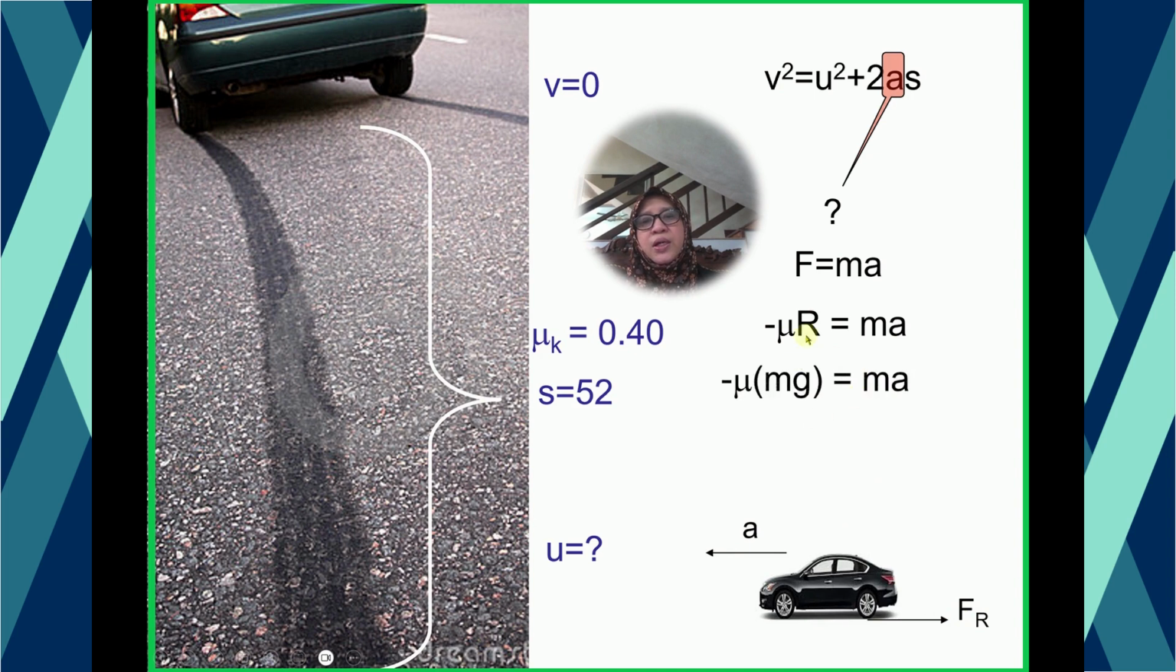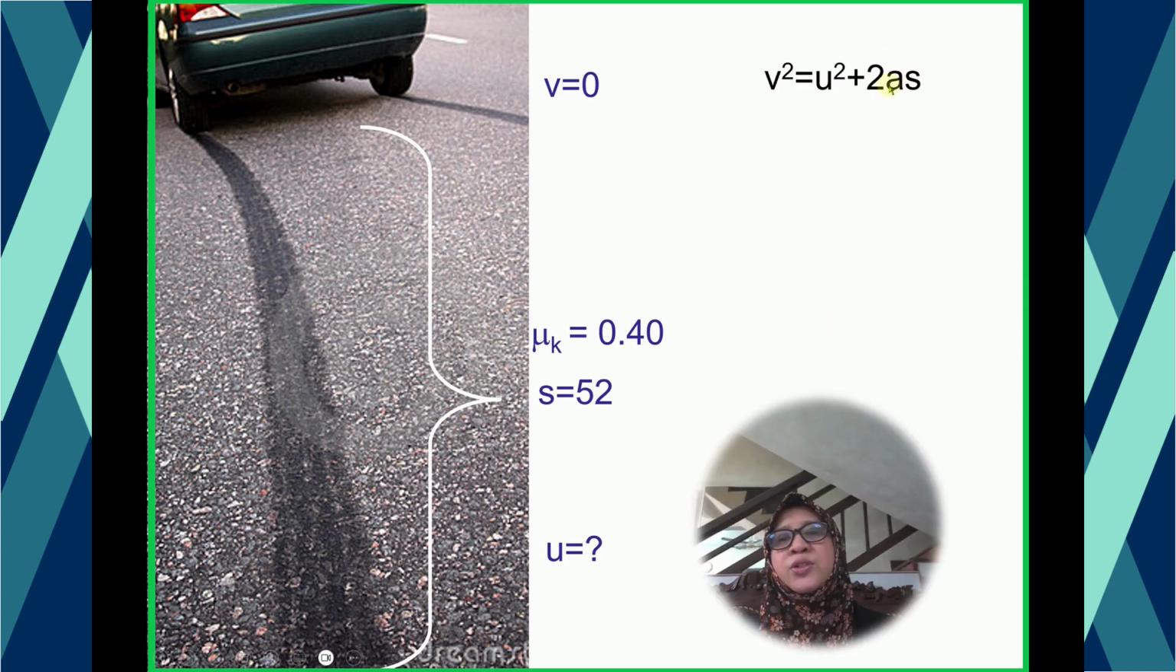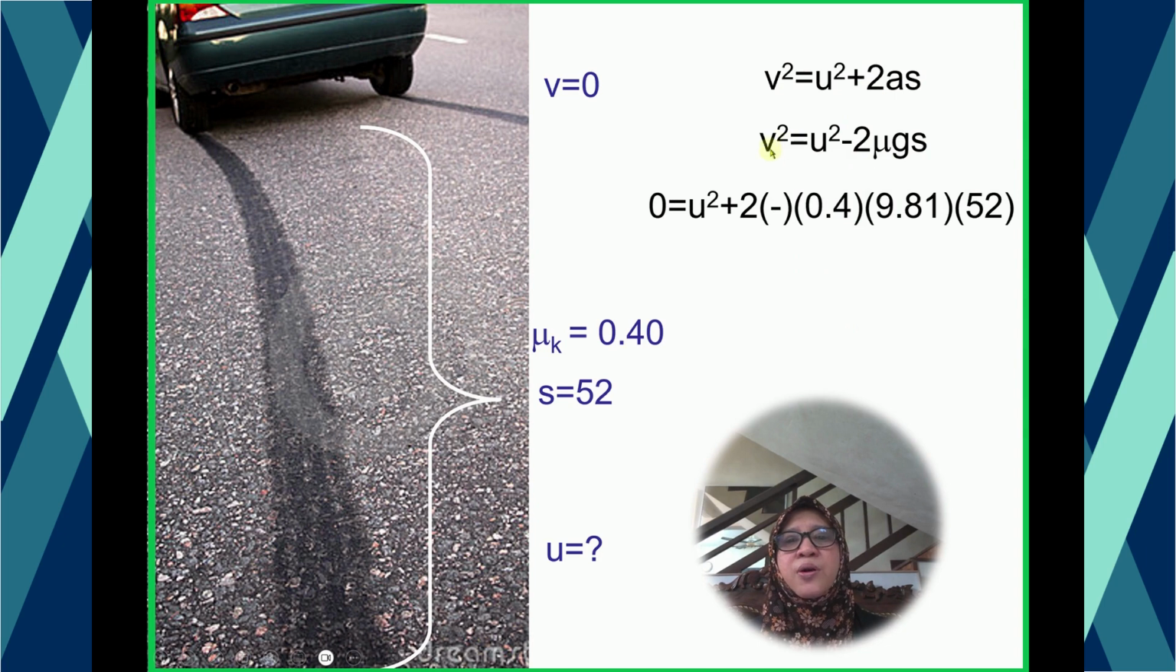Okay, so R is mg. This is the weight of the car. R, the reaction force, equals mg because the car doesn't fly. So it remains moving horizontally. That means R equals mg. Now we cancel m and we can calculate a equals negative mu g. You substitute into here negative mu g. So v squared equals u squared minus 2 mu g s. Plus minus becomes minus, and now we substitute all the values.